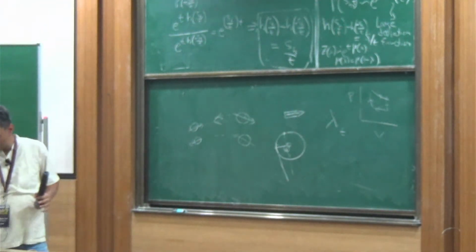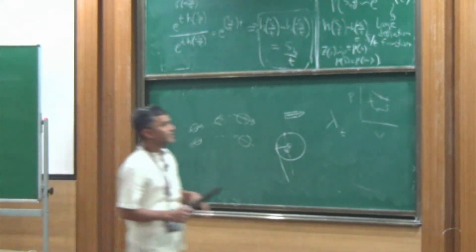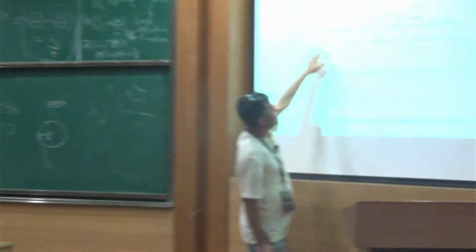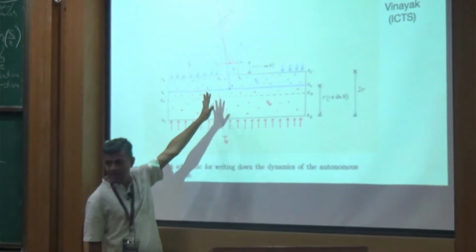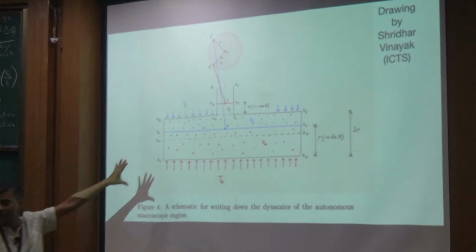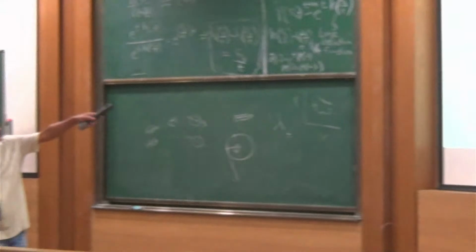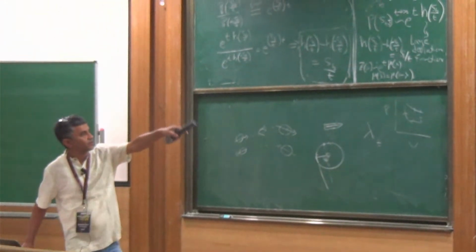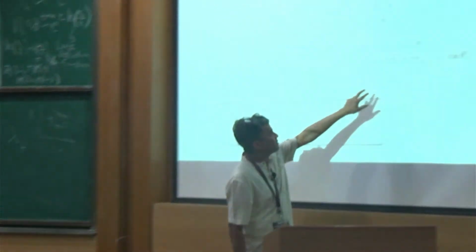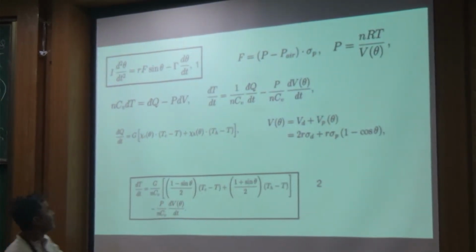Now this volume, because everything is related to theta, depends exactly on theta. So you can calculate the volume in terms of just theta. The position theta completely defines the volume of the gas. If you compute it, V of theta is given in terms of the area of the lower chamber and the upper chamber. This is some small calculation.